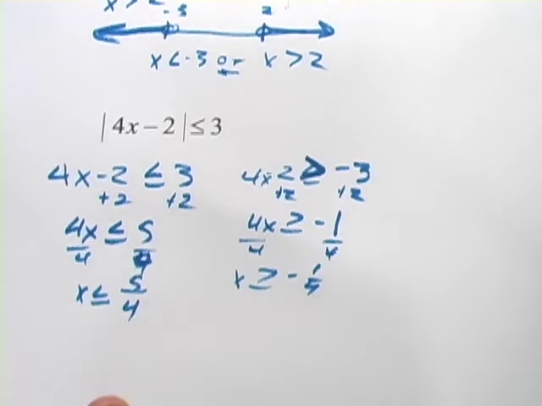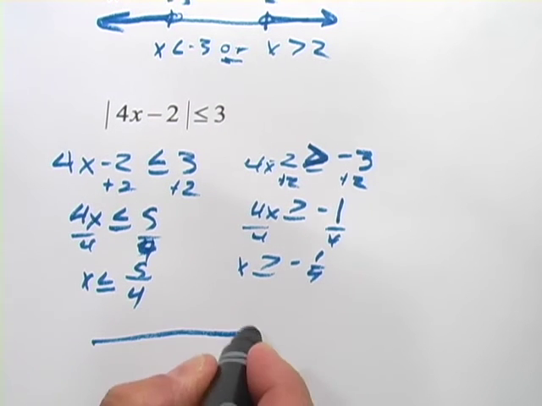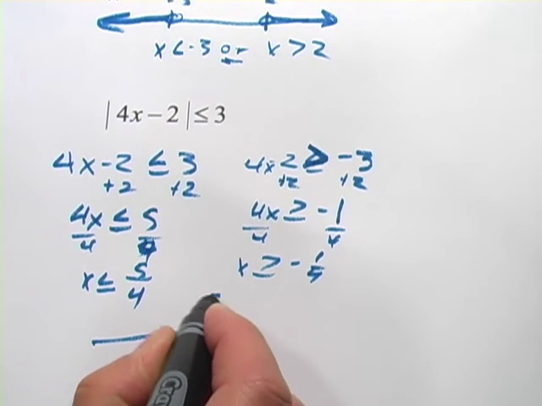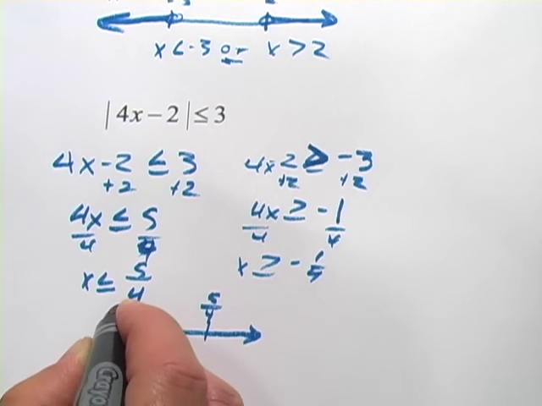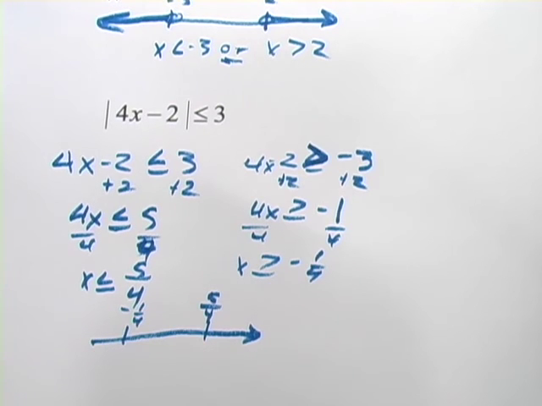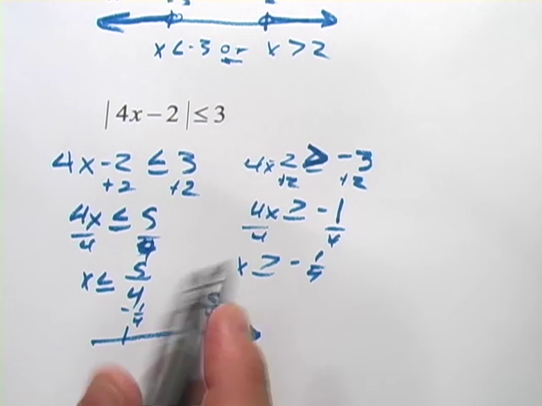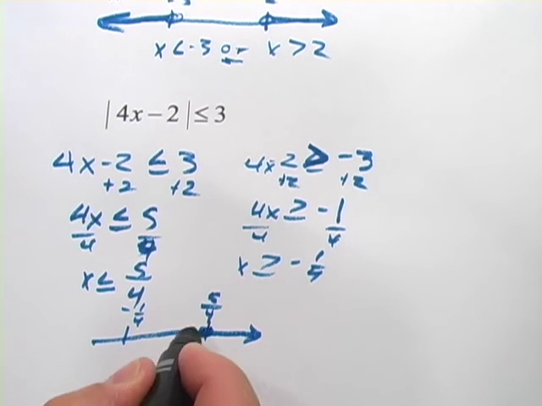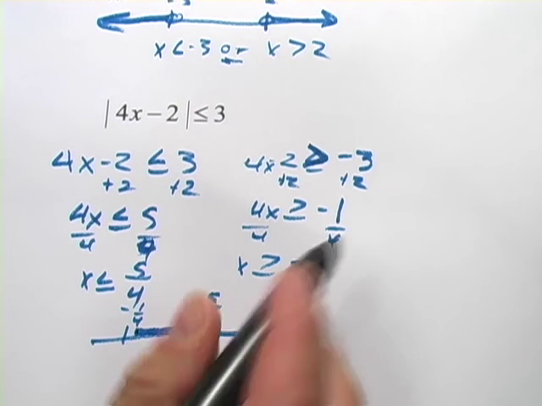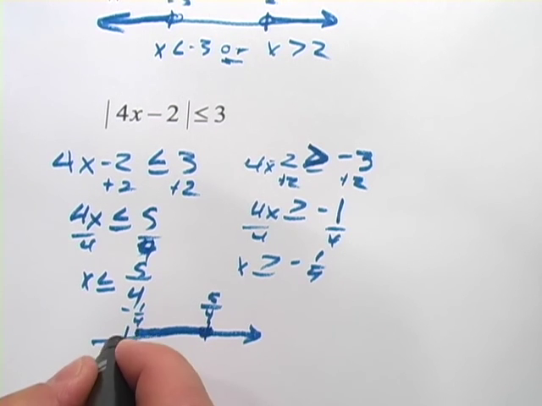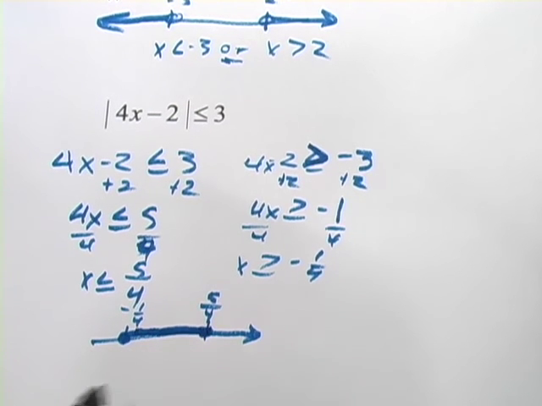Now let's just go ahead and put this on a number line so we can see it. We've got 5/4 up here. We've got negative 1/4 down here. And x is going to be less than 5/4, so here and going that way. And x is going to be greater than negative 1/4, so here and going that way. So now we've got this overlap situation. The parts on the left and the right are excluded from this, and it's really this chunk here.